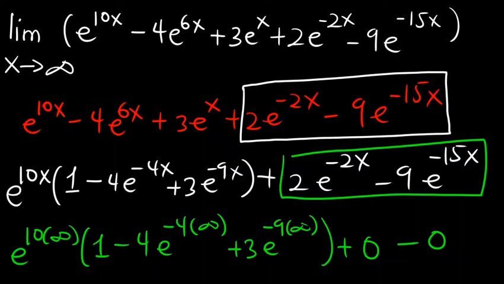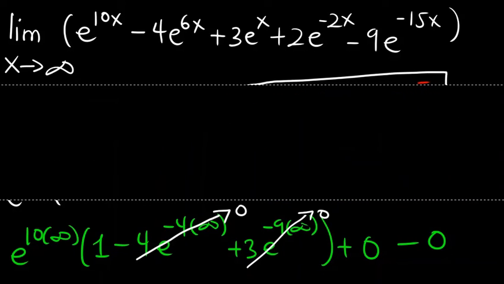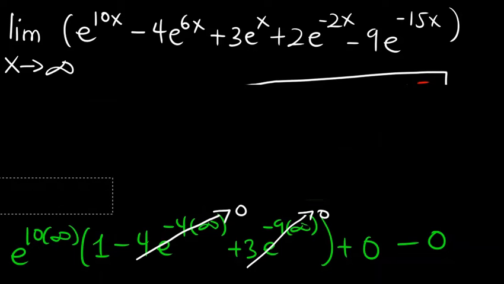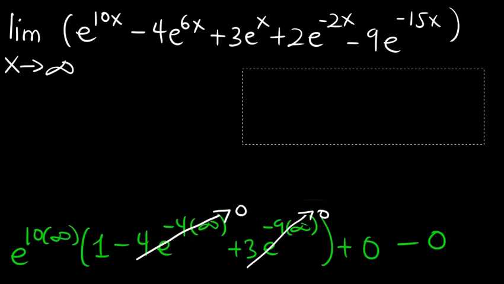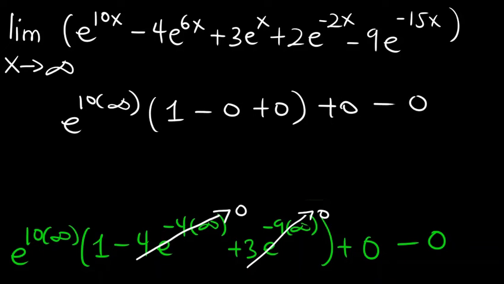Now let's focus on the terms that we transformed. We know that 4 times e to the power minus 4 multiplying infinity will give us 0. Same for this also. So those two terms are going to become 0. Let's finish this up. Now we are going to have e to the power 10 multiplying infinity, bracket open, 1 minus 0 plus 0, plus 0 minus 0. This is what you are going to have.